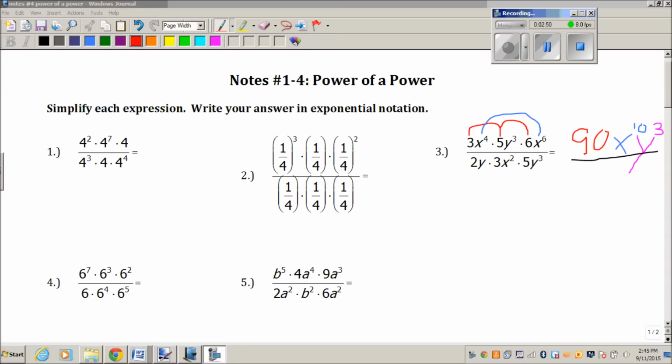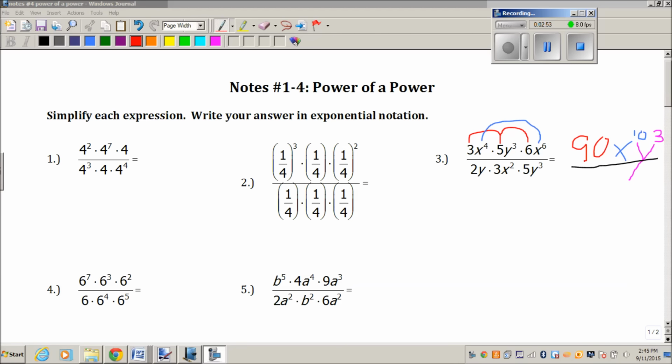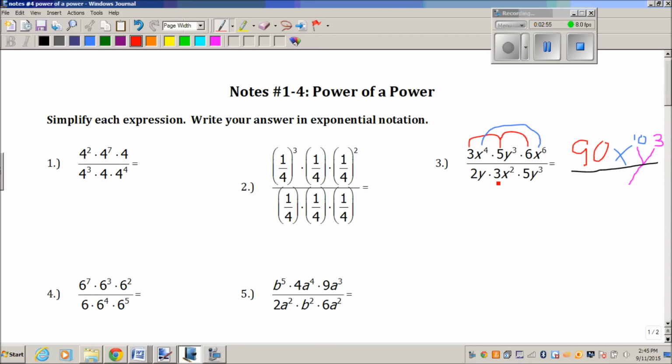Now that we're trying to simplify the denominator, I'm going to do the same thing. I have 2 times 3 times 5, which 6 times 5 is going to be 30. Then I'm going to see here I have x squared, but that's it. There are no other x's in the denominator, so this is going to be x squared. And then I have y times y cubed. When there's no exponent, that just means an exponent of 1. So y to the 1st times y cubed. I'm going to add the exponents, so I'm going to have y to the 4th power.